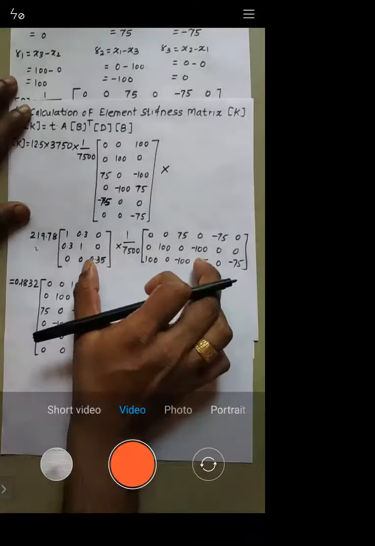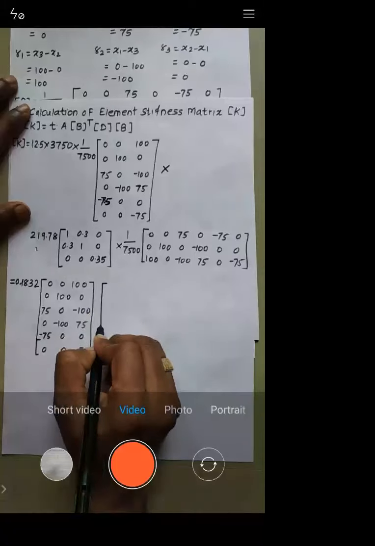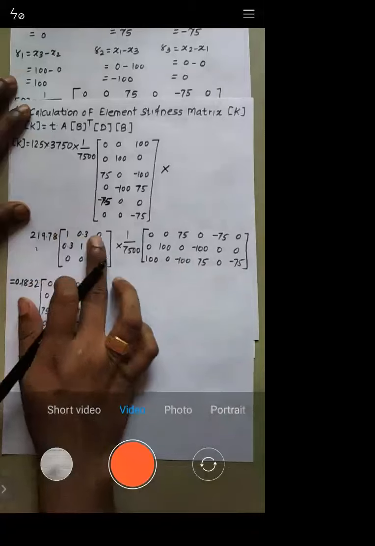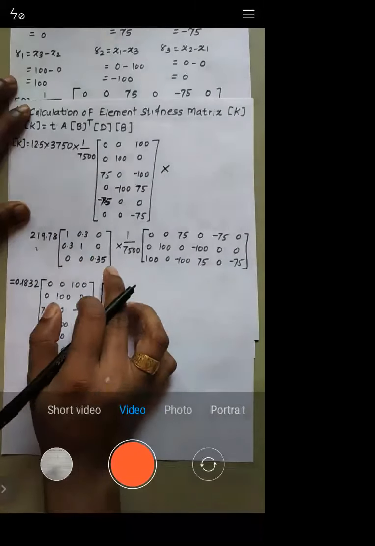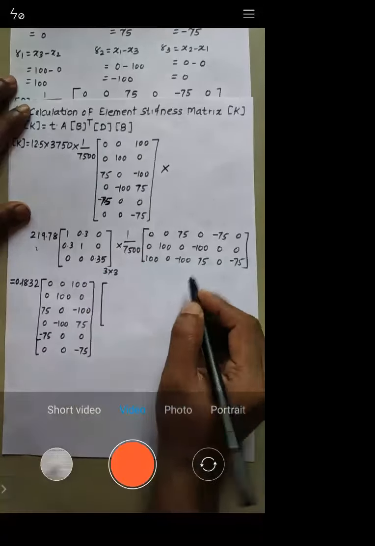Now I need to multiply these two matrices. Is it okay or not? Let me know. And now I should multiply these two. Okay. So how many rows do you have here? 3 rows. See, this is a 3 by 3 matrix, right? Try to understand. This is a 3 by 3 matrix, 3 rows, 3 columns.